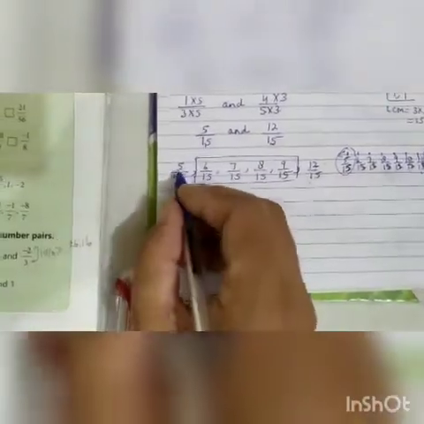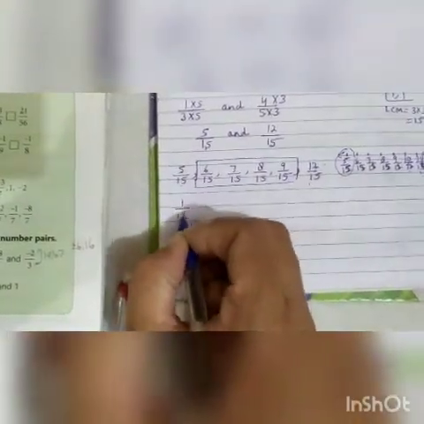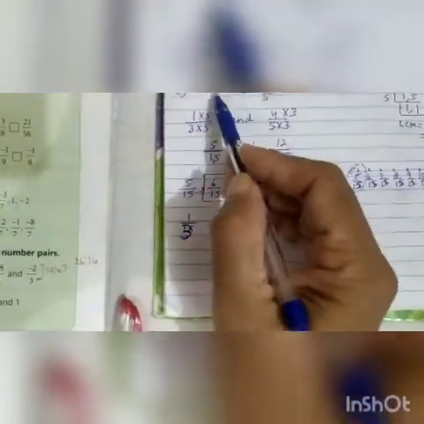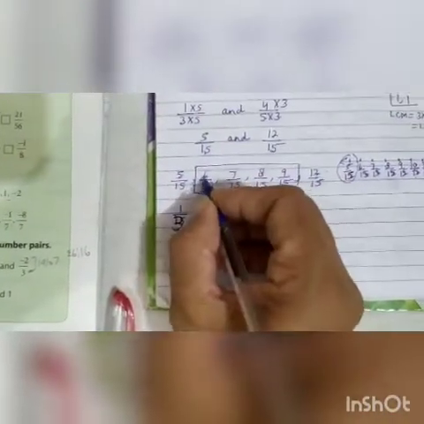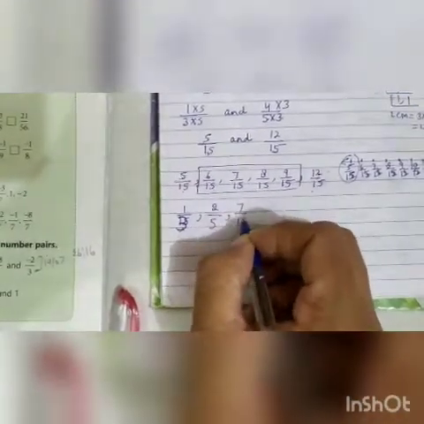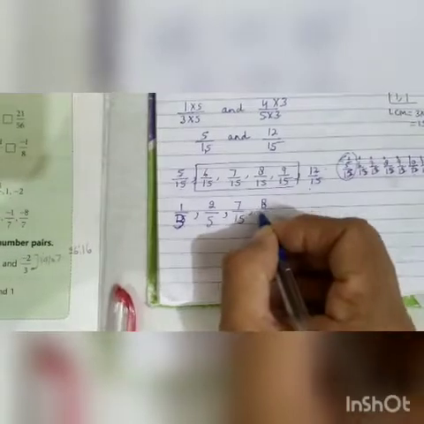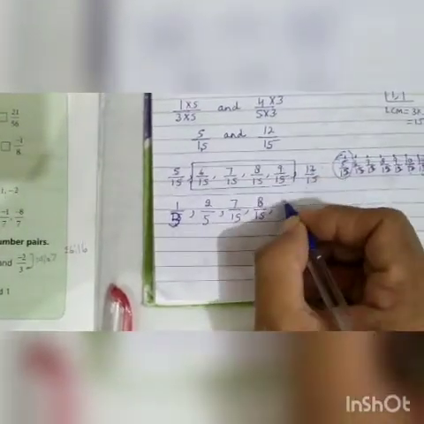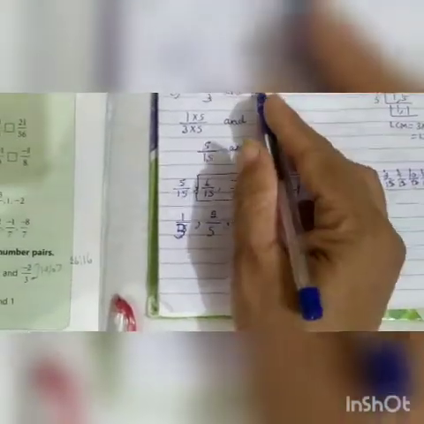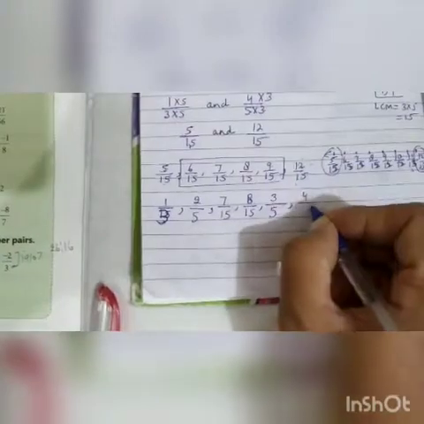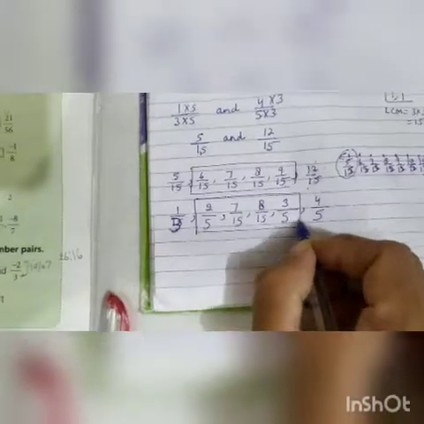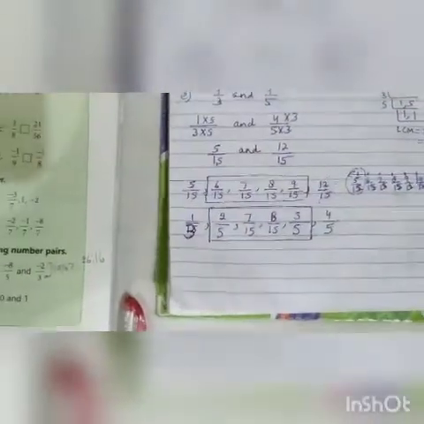Now if we simplify it, 5 ones are 5, 5 threes are 15, which means 1 upon 3. Then we simplify 6 upon 15: 3 twos are 6, 3 fives are 15. 7 upon 15 cannot be simplified. 8 upon 15 cannot be simplified. Then 9 upon 15: 3 threes are 9, 3 fives are 15. Then 12 upon 15 means 4 upon 5: 3 fours are 12, 3 fives are 15. So these are the 4 rational numbers between 1 upon 3 and 4 upon 5.